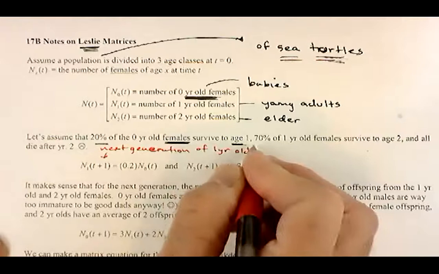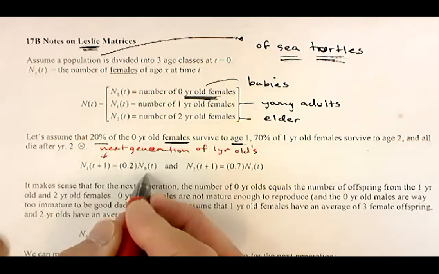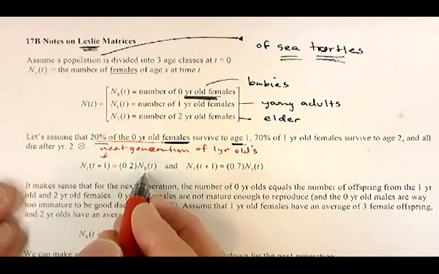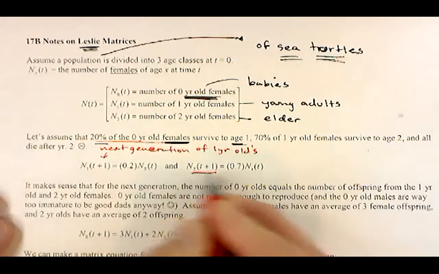They come from the 20% of the zero-year-olds from the previous generation. That's describing this right here. The next generation of one-year-olds come from the 20% of the baby turtles that make it to age one. What about your next generation of elder turtles? They come from the 70% of the one-year-olds that survive from the previous generation.